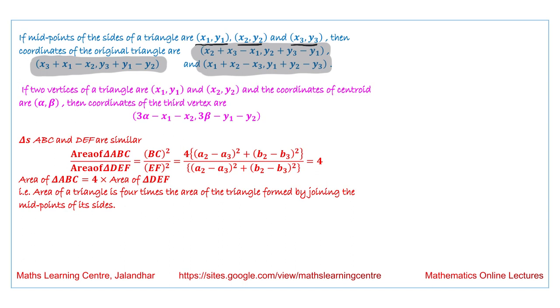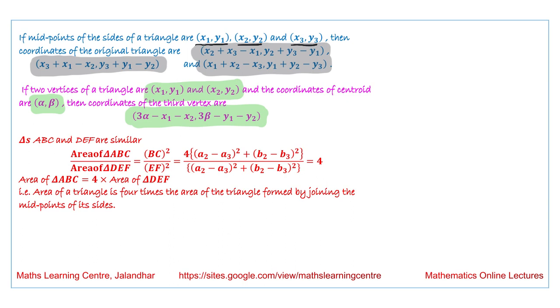The second result we can obtain from this is, if two vertices of a triangle are x1 y1 and x2 y2 and the coordinates of the centroid are alpha and beta, then the coordinates of the third vertex are given by 3 alpha minus x1 minus x2, and the y coordinate is 3 beta minus y1 minus y2.